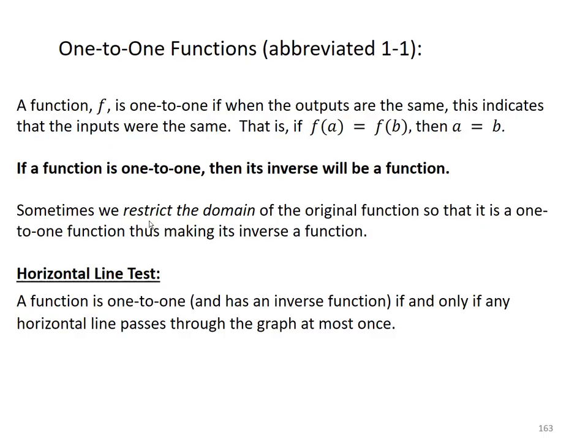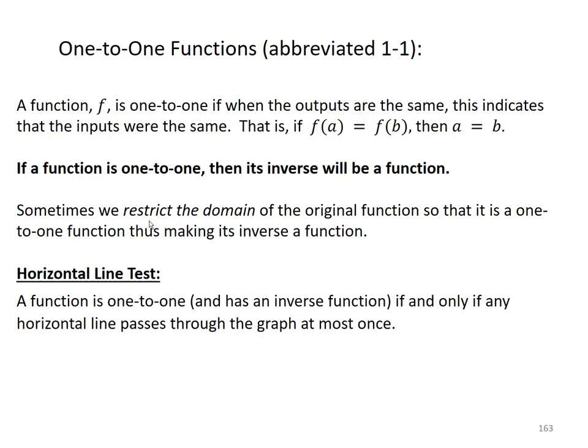One-to-one functions, abbreviated 1-1. A function f is one-to-one if, when the outputs are the same, this indicates the inputs were the same. That is, if f of a equals f of b, then a equals b. If a function is one-to-one, then its inverse will be a function.